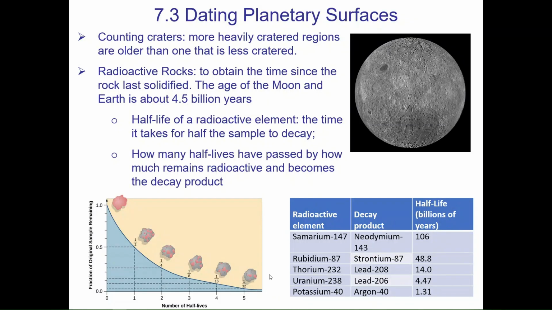4.47 billion years. And if time goes even further, for example, now there's only 1/8 of the radioactive element left in the sample, we know it has already gone through 1, 2, 3 half-lives. That means the total time should be 3 times the half-life. So this way, by looking at what fraction of the radioactive element is left inside the sample, we are able to date the planetary surface.